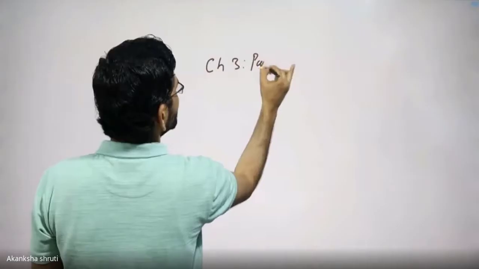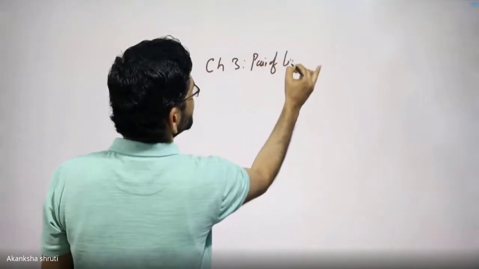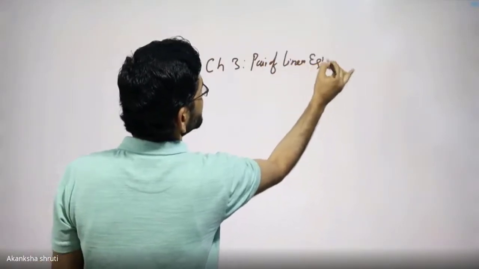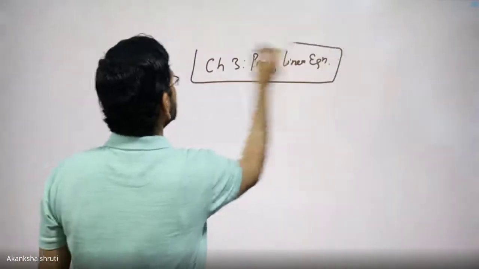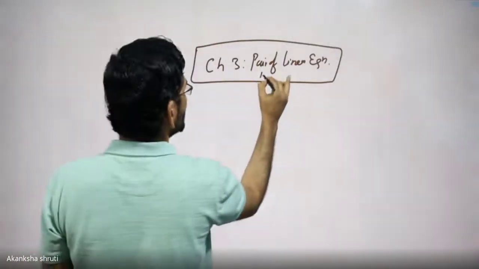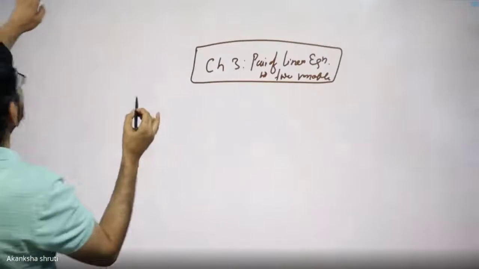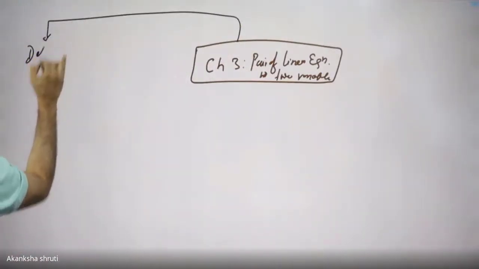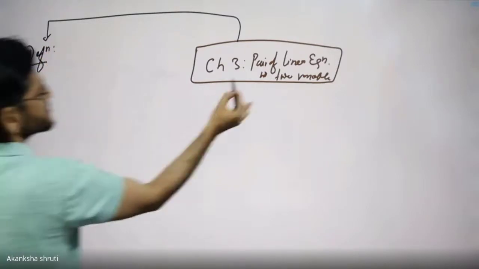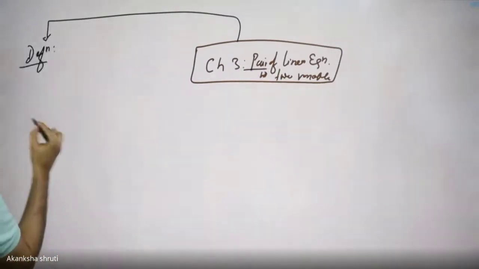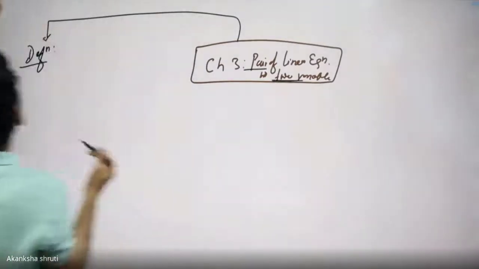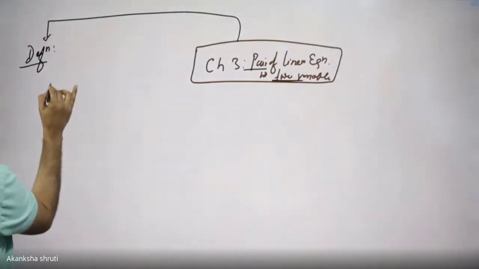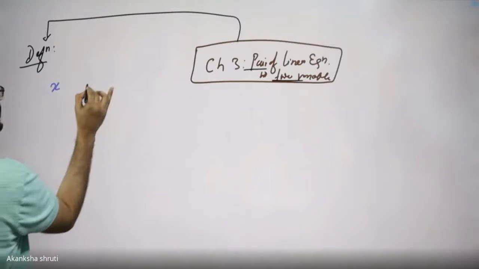Now let us come to the third chapter. Student, this is chapter number 3, pair of linear equations. So for this pair of linear equations in 2 variables, students, definition-wise, here it is already a pair, and it is a linear equation in 2 variables. Considering all these things, the 2 variables x and y we are going to consider.